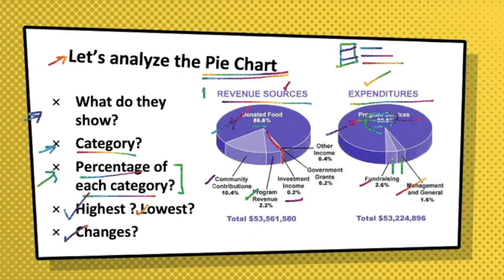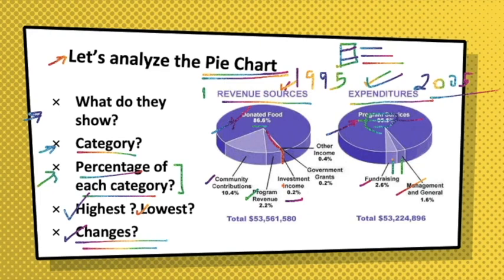Are there any changes? Now these two pie charts are completely unrelated to each other, so we can't really compare them, but there could be pie charts which can be compared intertemporally. Like one could be a pie chart pertaining to the year 1995 and the other could be for the year 2005. So over the 10-year period, what has been the change? So this change is what you have to observe in the different categories.